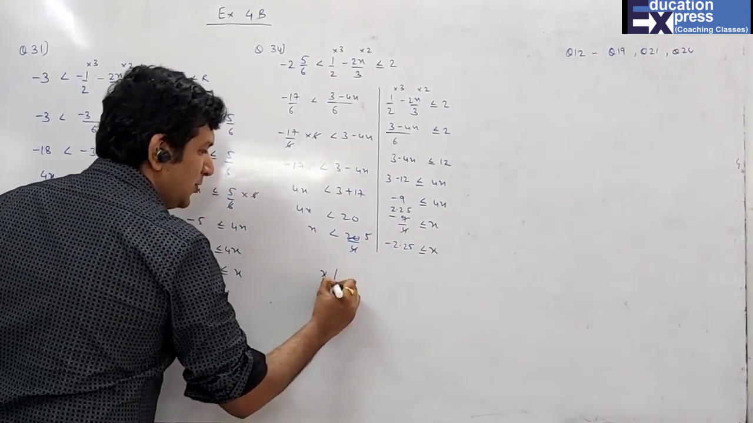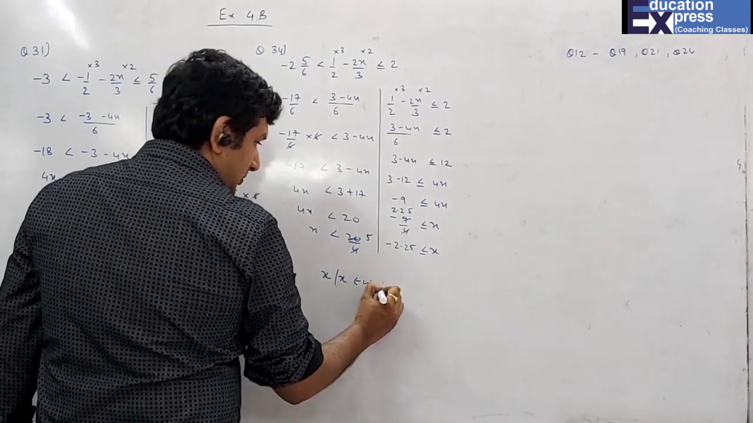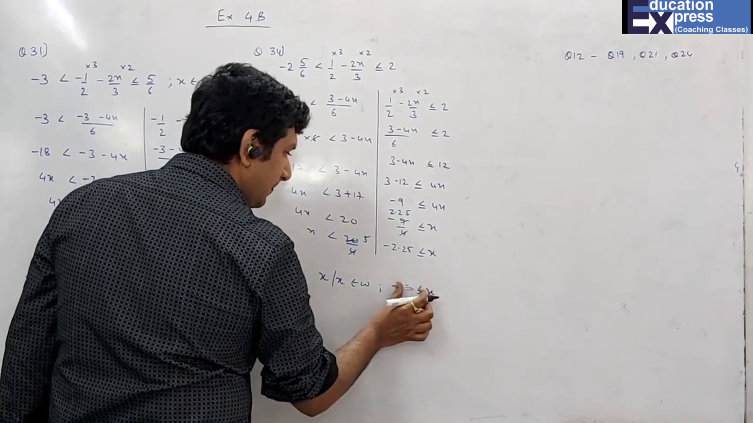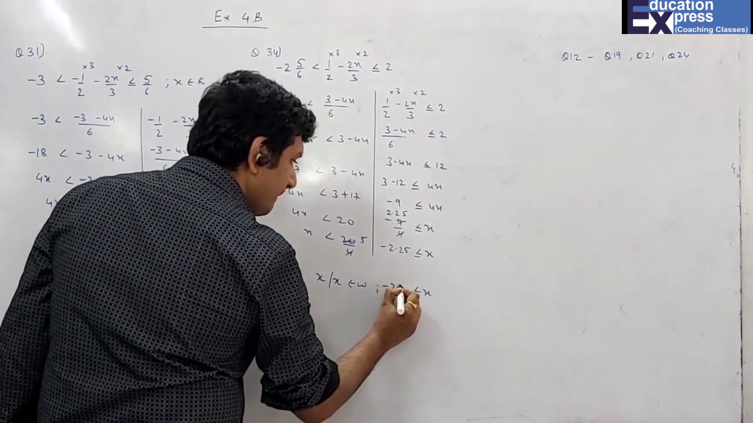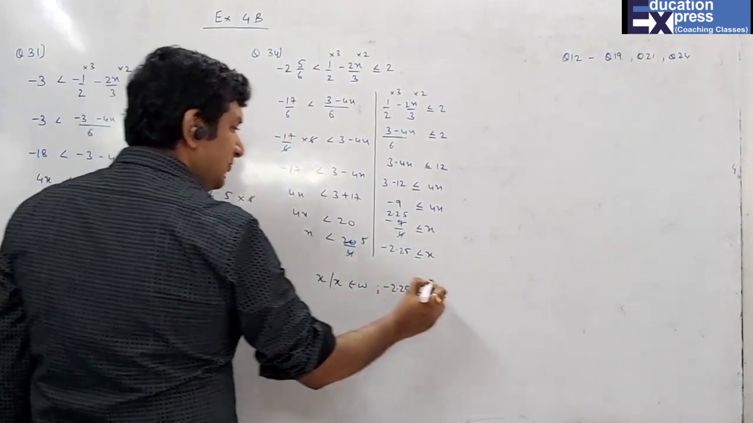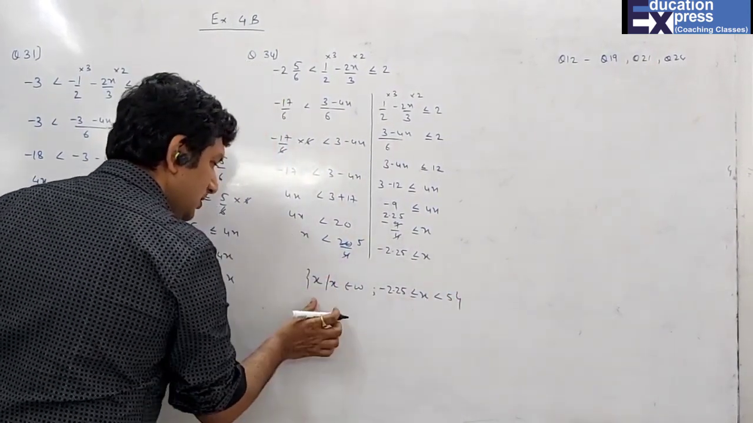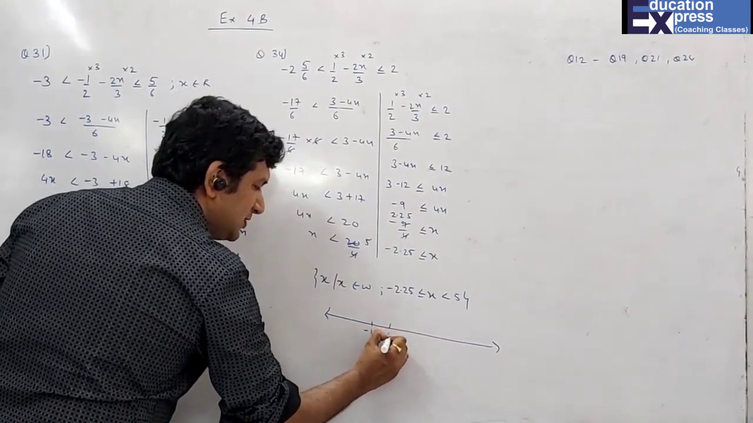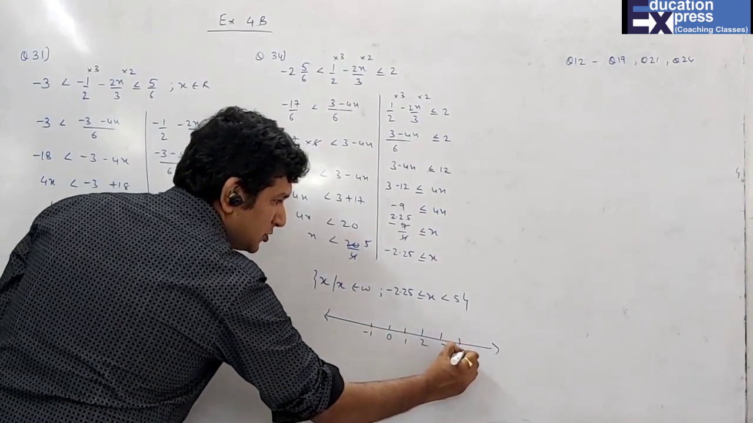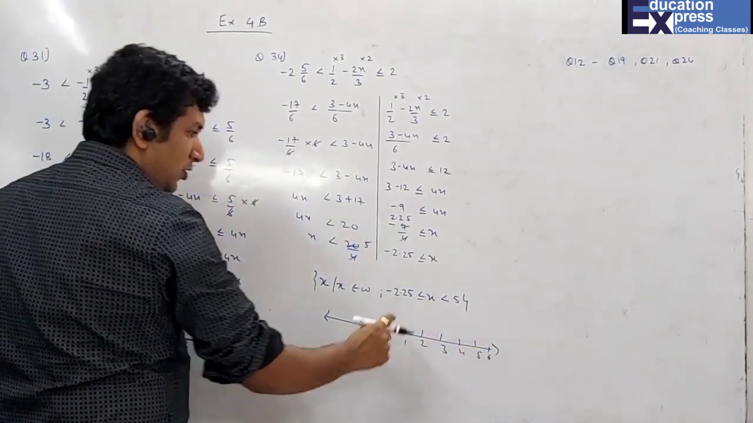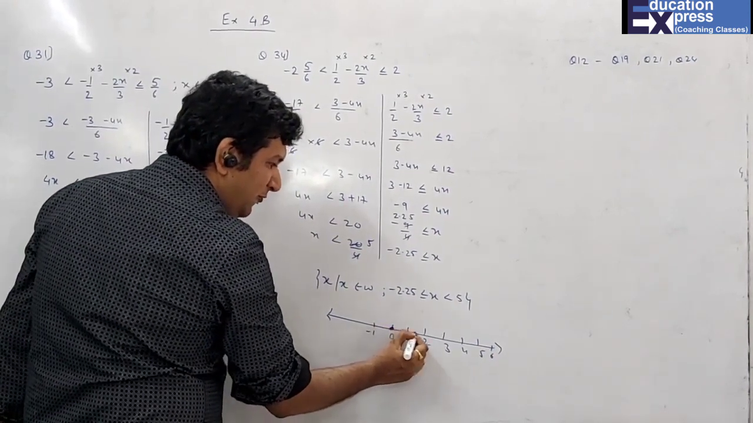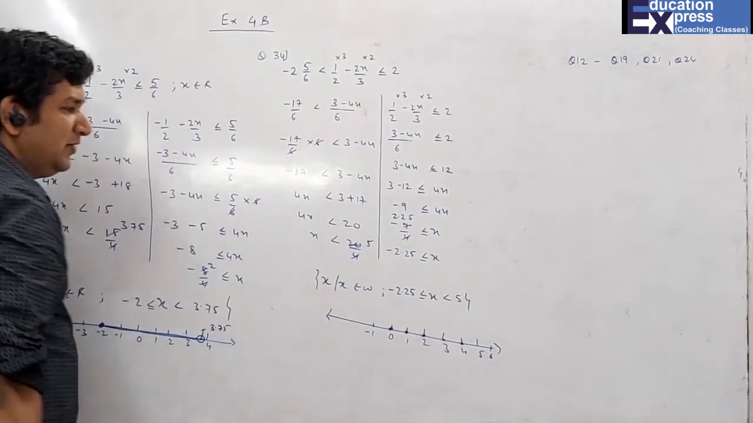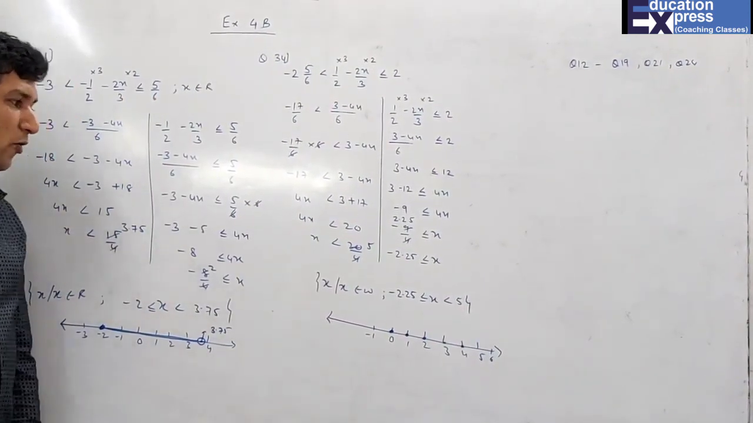So again x belongs to whole numbers. X is more than or equal to minus 2.25 and less than 5. So if I want to represent on the number line, we all know it starts with 0. So from 0, obviously I have to go till only 4 because it is just less than 5, not equal to 5. Hence answer is 0, 1, 2, 3 and 4.